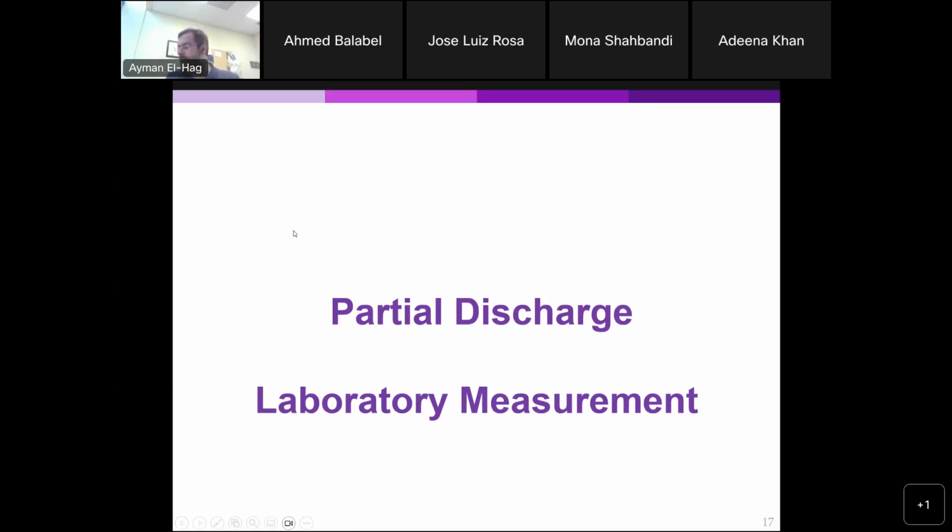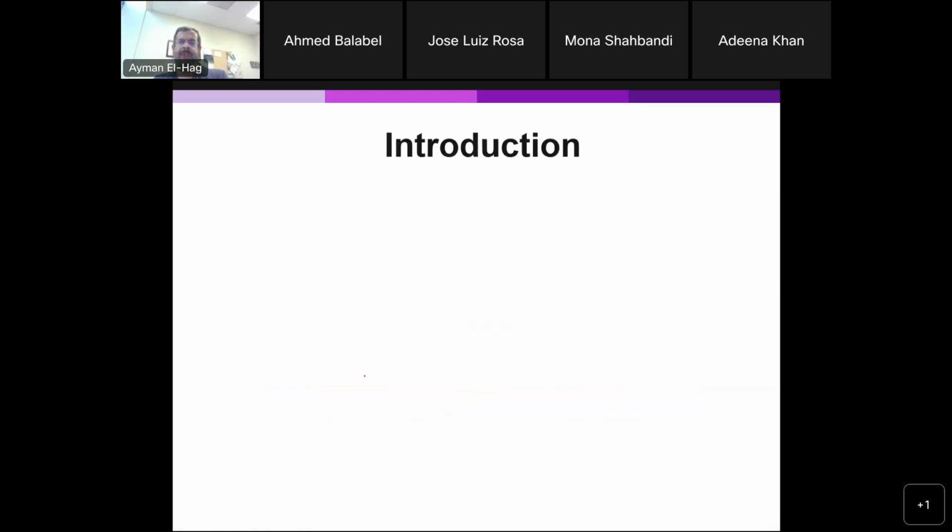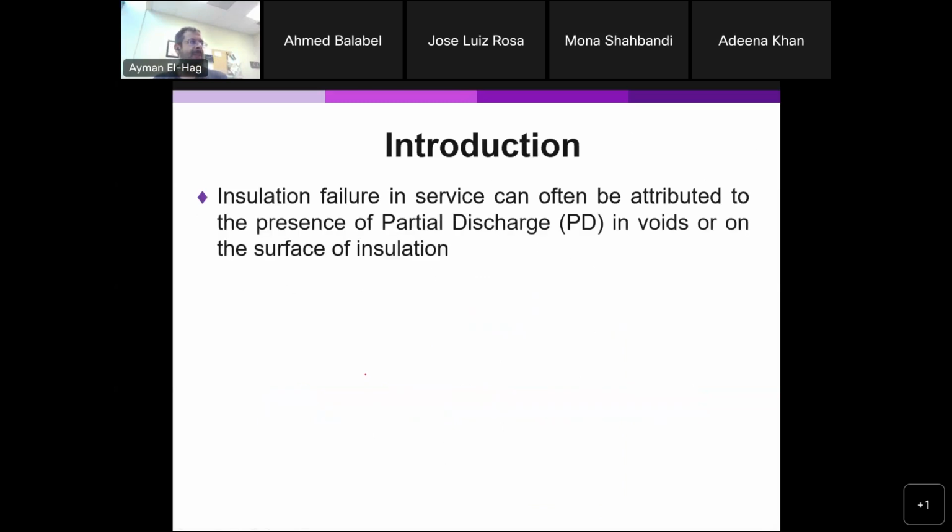Okay, now we talk about the partial discharge, and I will limit my discussion to the laboratory measurement, when we use the partial discharge under control, at the premises of the factory. We will see later on how we do the partial discharge at a different place. Many times the failure of the insulation system is due to the presence of a partial discharge.